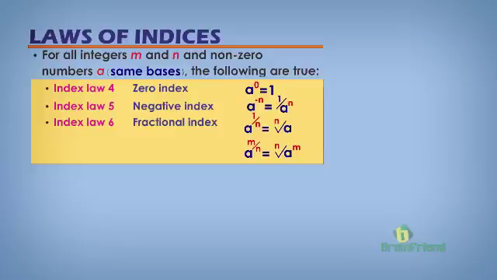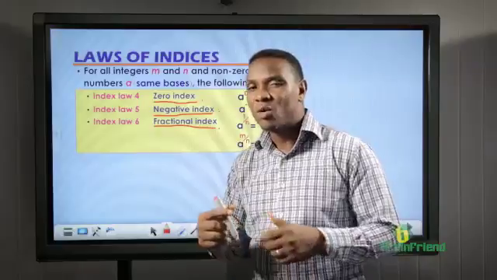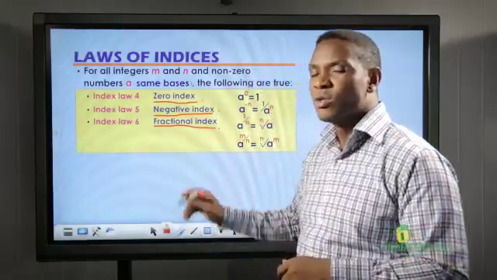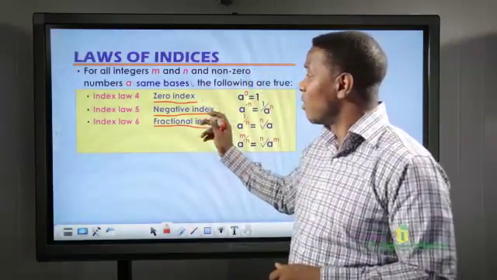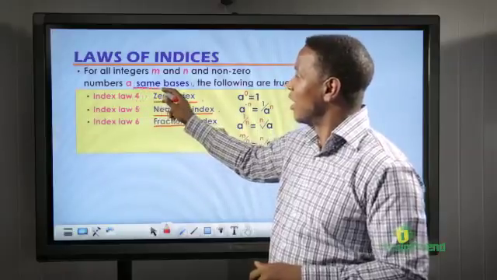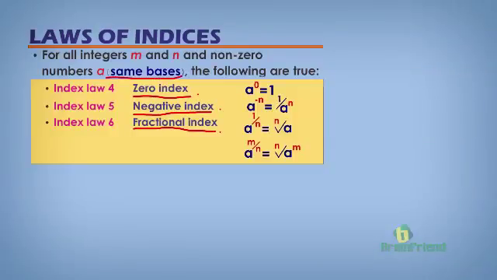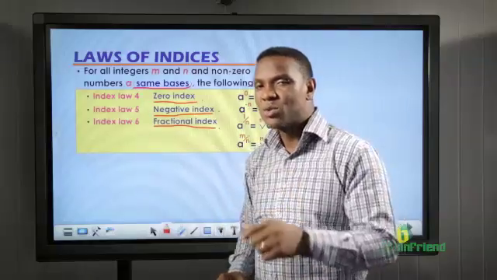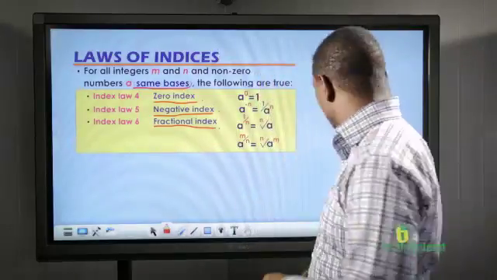We'll be looking in this class at the zero index law. Also, we'll look at the negative index law. And finally, we'll look at the fractional index law. Remember once again that there are conditions for all of these laws to be true. One basic condition is that our bases must be the same. As we go into our class, we'll get to understand some more.